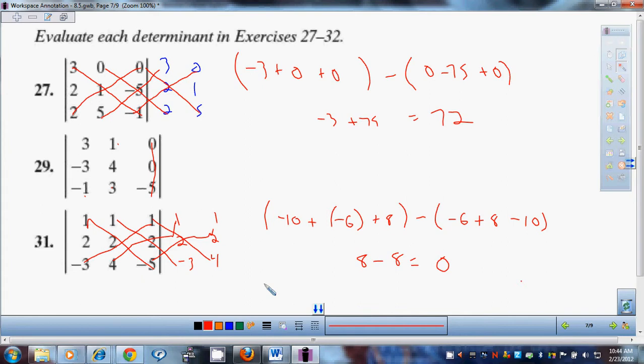Yeah. The first one is negative, isn't it? Negative 10 minus 6 plus 8. That's negative 8. And then the second one is negative 9. So I just got them backwards. Negative 8 minus negative 8. Yeah, I apologize.